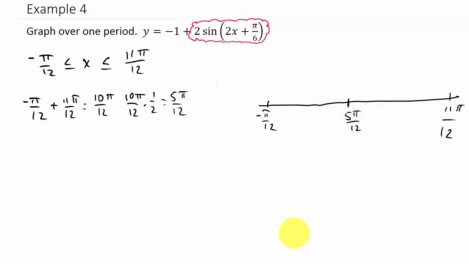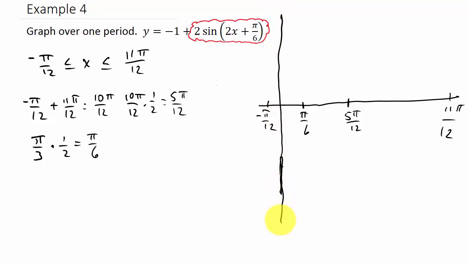So this would be 5 pi over 12. And then I'm going to add these up. Negative pi over 12 plus 5 pi over 12 is 4 pi over 12, and 4 pi over 12 is just pi over 3. And then I multiply that times a half, which is just pi over 6. So there we have pi over 6. And so it looks like our y-axis is going to be right around in there. That's where 0 will be.